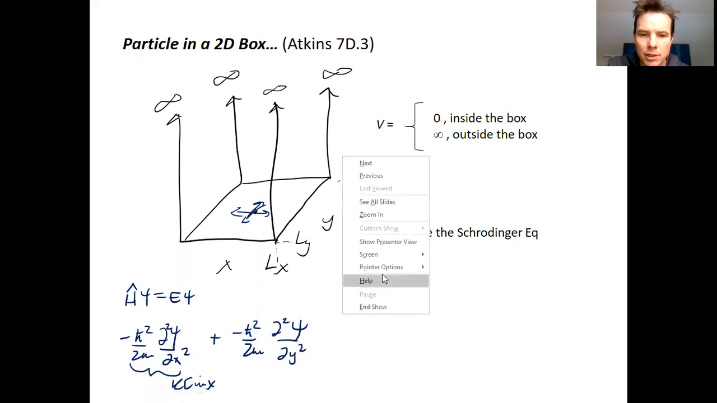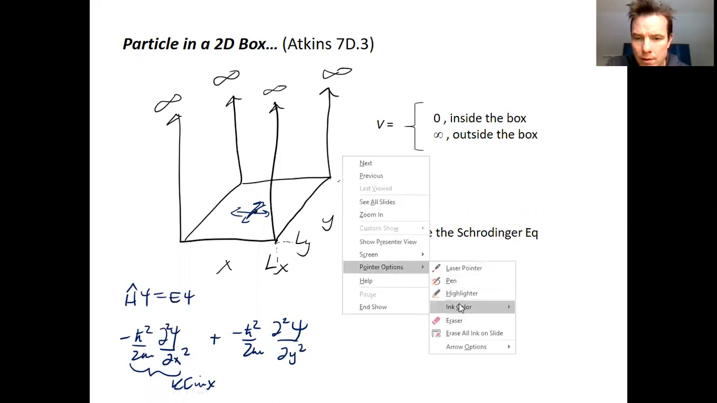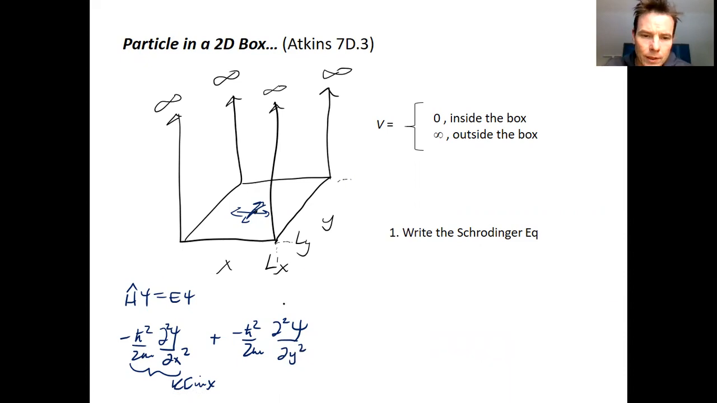My pen just went away, but it's okay. So this one is for kinetic energy in the Y. In theory, there could be a potential term. We're inside the box, so this is 0. And this is going to be equal to E psi.